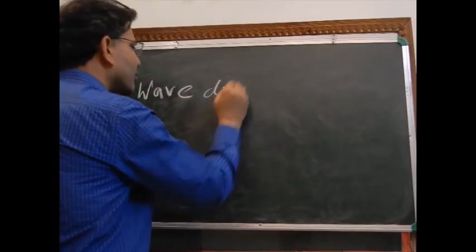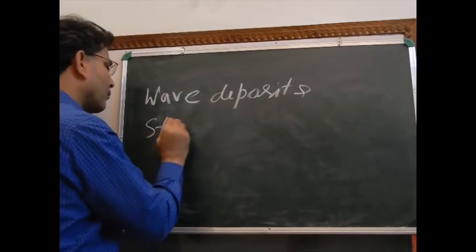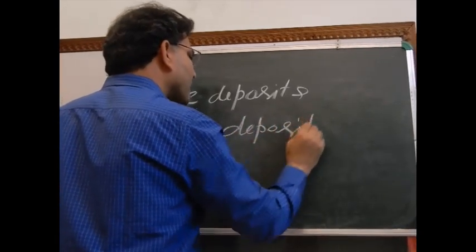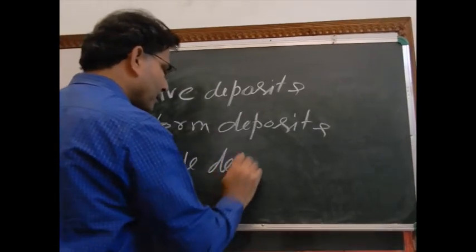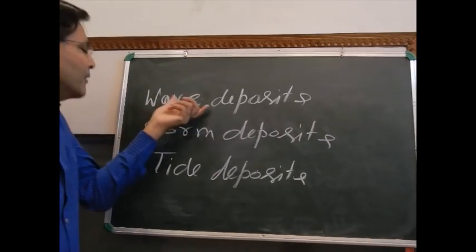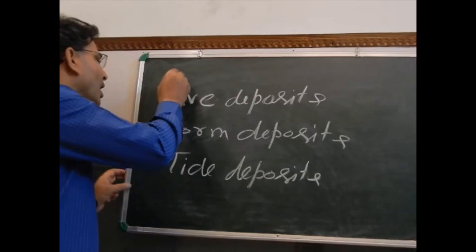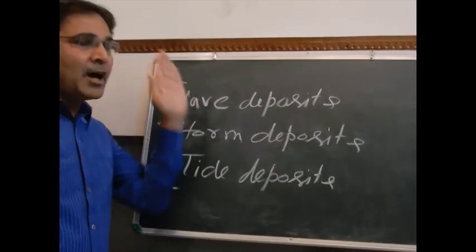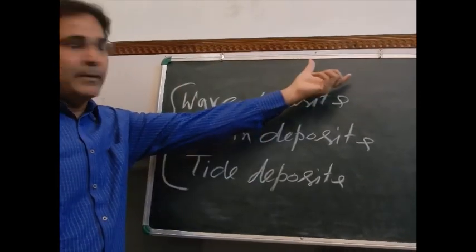Wave deposits, the storm deposits, the tidal deposits. These all are the wave deposits, the storm deposits and the tide deposits. These all are the deposits of clastic or terrigenous or sandy sedimentary environments.